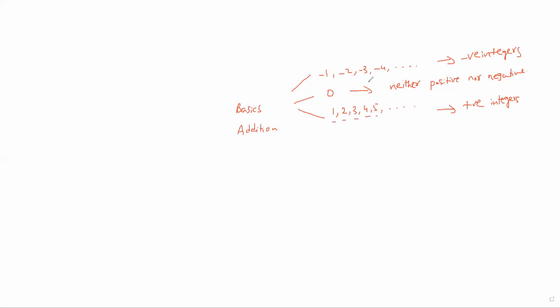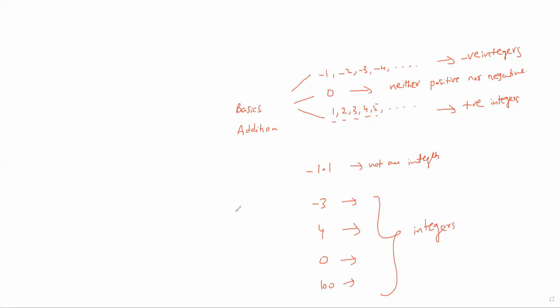But negative 1.1 is not an integer. Please understand. For example, negative 1.1 is not an integer. So negative 3 is an integer. 4 is an integer. 0 is an integer. 100 is an integer. So these are all integers.